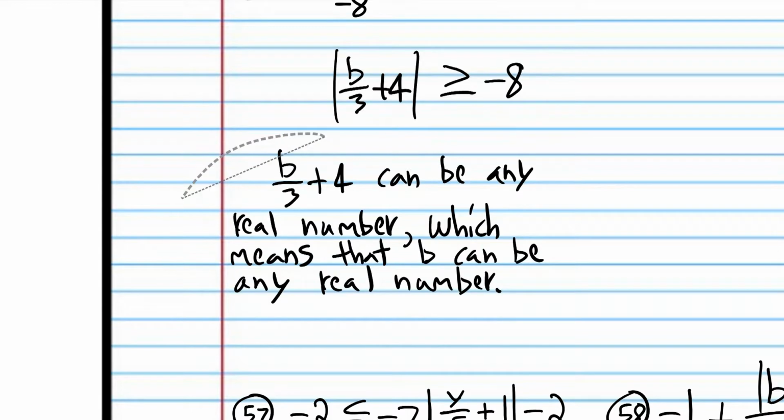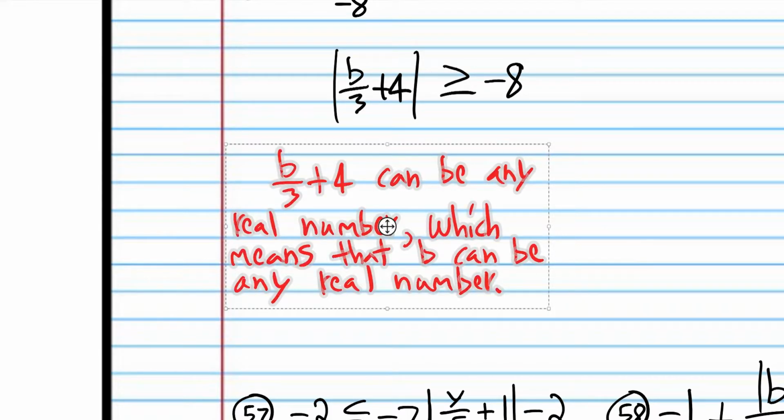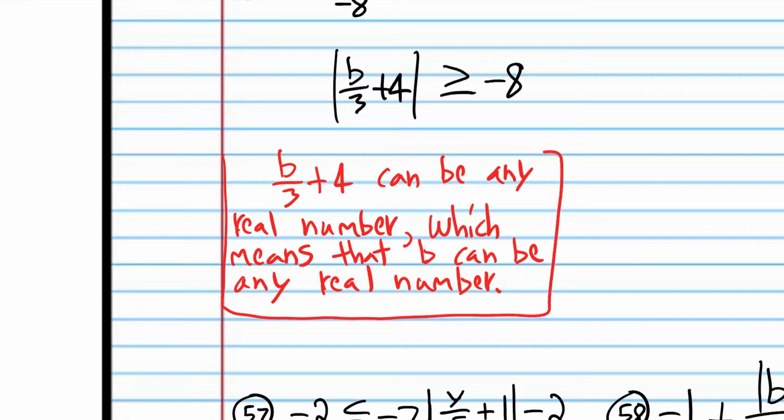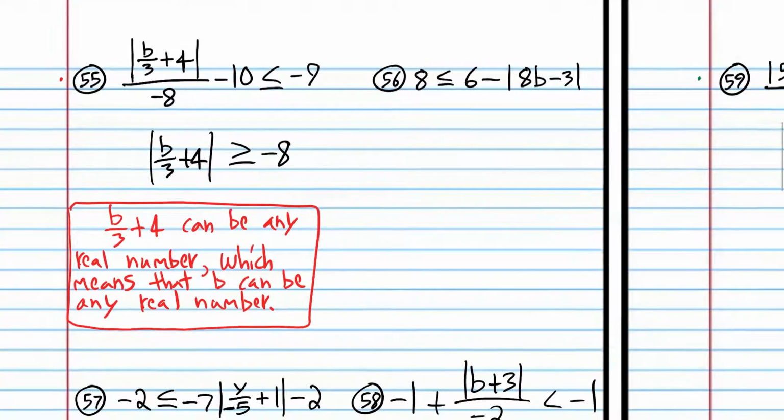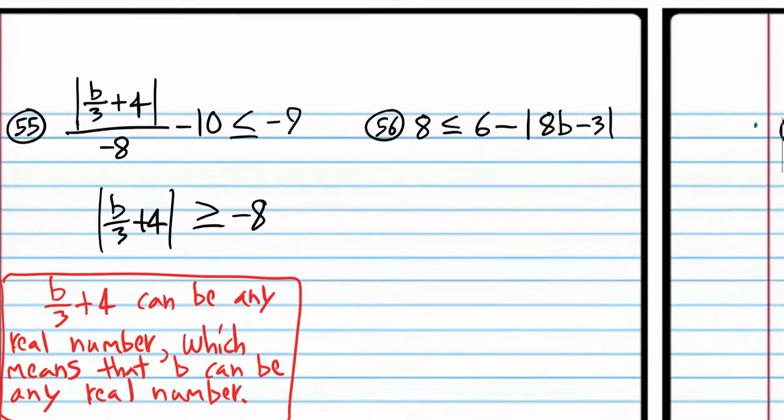So that was a special situation, so I'm going to color that in red. So those are the type of things that we're going to have for these next problems here. Let's see what happens on 56.